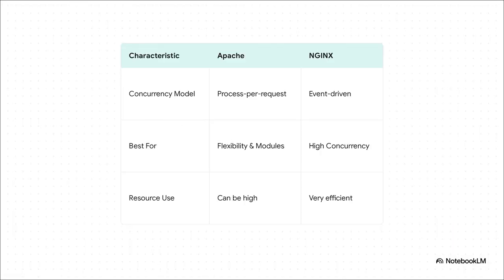So let's put them head to head. When we look at their architecture, Apache's process per request model is amazing for flexibility in all its available modules. But its resource use can get pretty high. NGINX's event-driven model is just ridiculously efficient, which makes it perfect for sites with high traffic, especially for serving static files like images. And they're not the only ones.